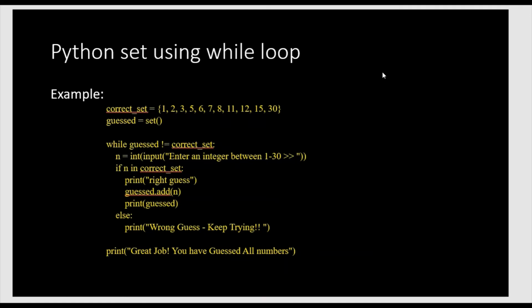So if the user gives a correct number from the given numbers, it will print right guess, and if it is not present in those numbers, it will give wrong guess, please keep trying. So these are all about data types using conditional statements, while loops and for loop statements. And I hope you all understood this video.